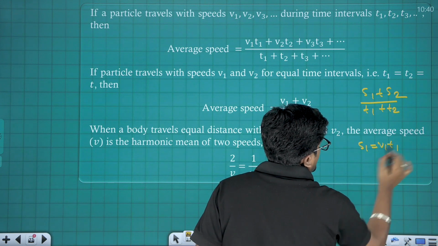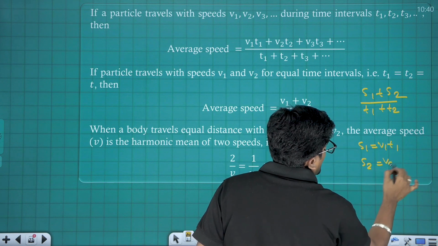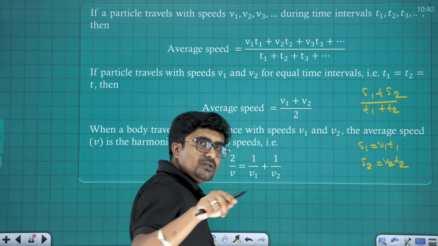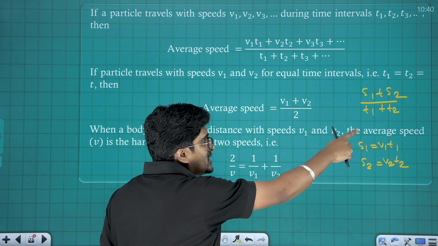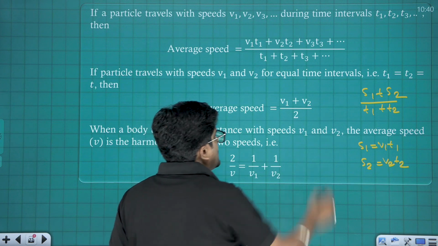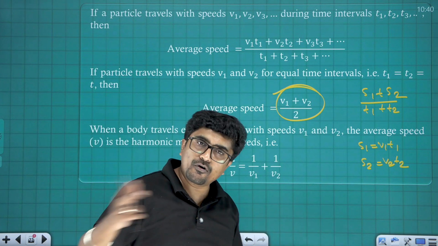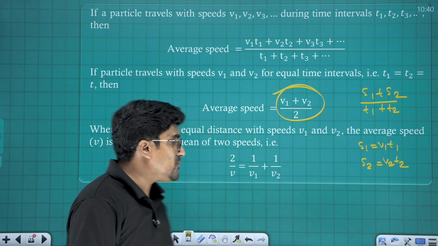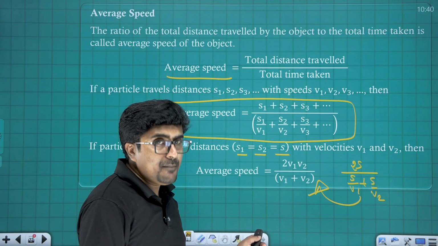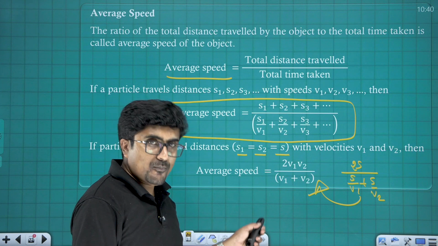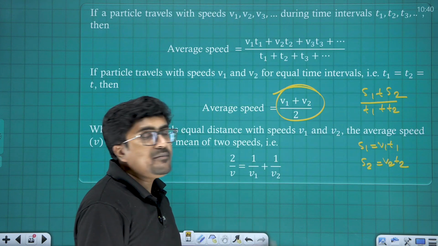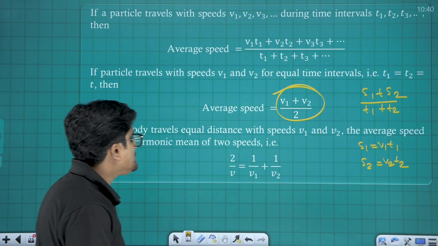S1 is V1 into T1. And S2 is going to be V2 into T2. Here T1 as well as T2 are the same. Since T1 and T2 are the same, what will happen? This is going to be V1 plus V2 by 2, because T and T will cancel each other, and on the denominator 2 will be left. So it's going to be V1 plus V2. So once the distance is same, it's going to be 2 V1 V2 upon V1 plus V2. And if the time is same, that is V1 plus V2 by 2.